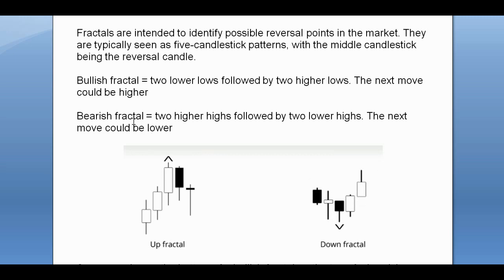And then the bearish fractal is the up one. That's the up fractal because it's going up, but then it reverses course and goes down. And so that's bearish. So let's look at the bullish fractal here.